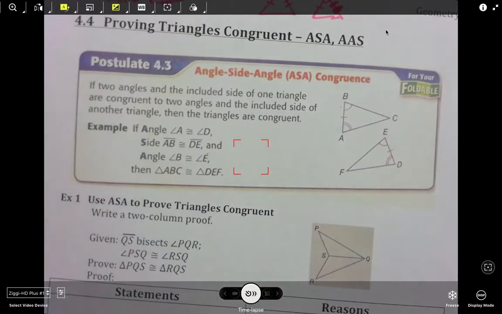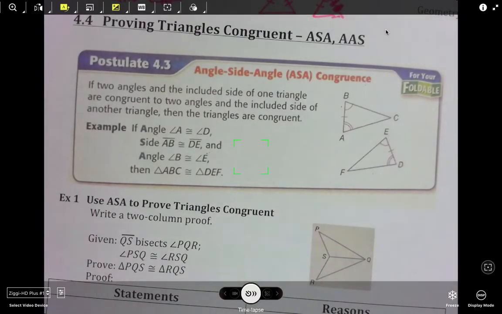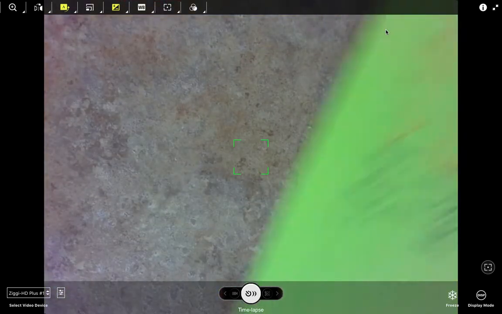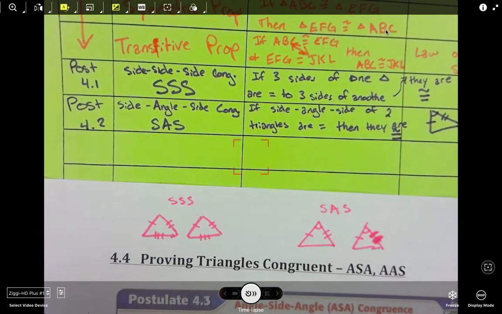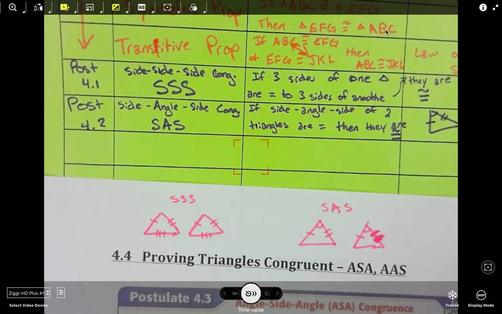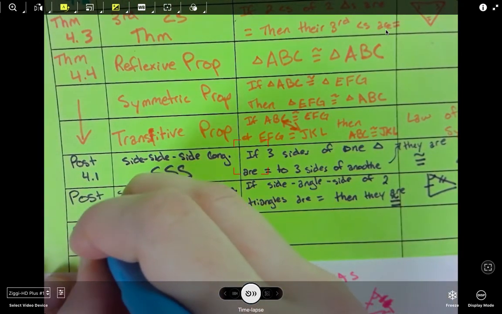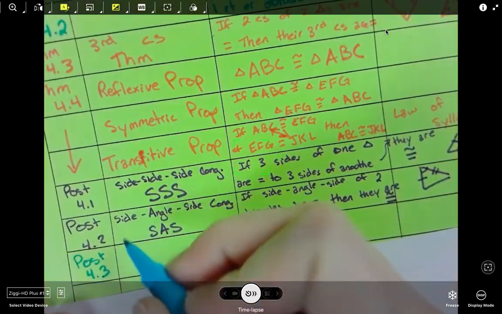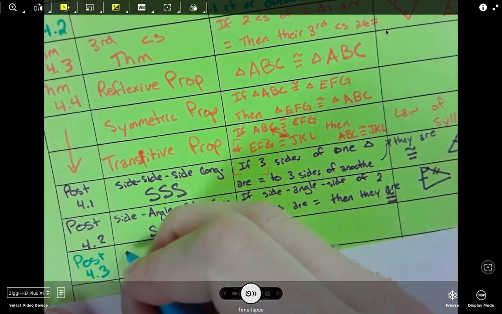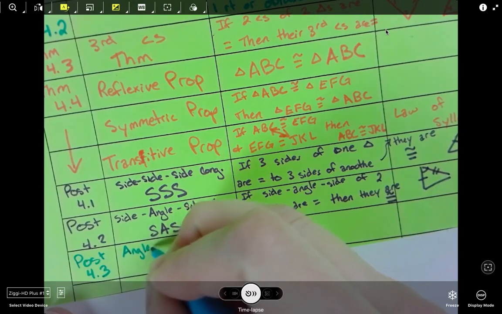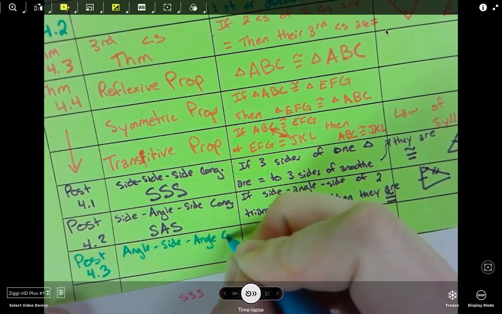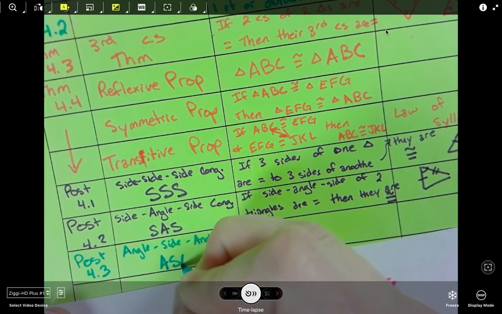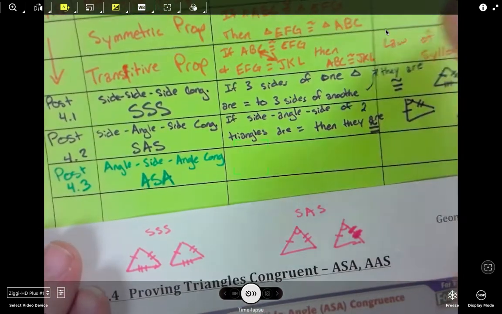So that's angle side angle, and we're going to add that to our green sheet here, so grab that quick. Again, kind of down to the bottom here. All right, so let's go back and we'll use a different color again. This is postulate 4.3, POST 4.3, and this is angle, side, angle congruence. ASA is how you abbreviate it.